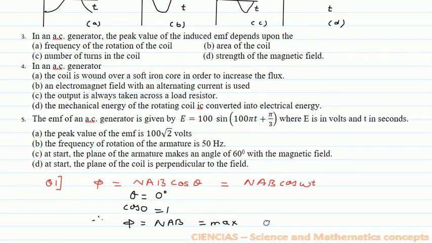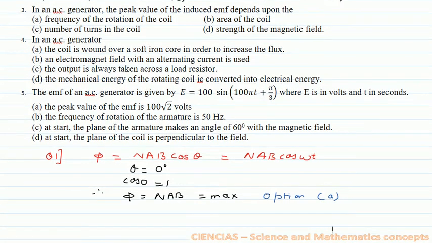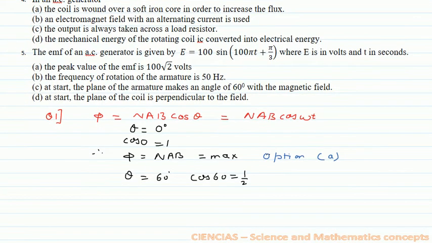Option A is the correct option. Similarly, option C is also a correct option. Option C is correct because when theta is equal to 60 degrees, cos 60 is equal to half. Therefore, flux is equal to half NAB. So option C is also correct.